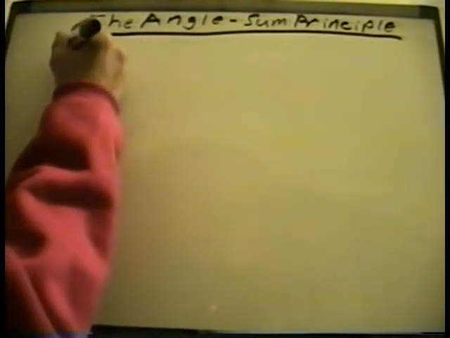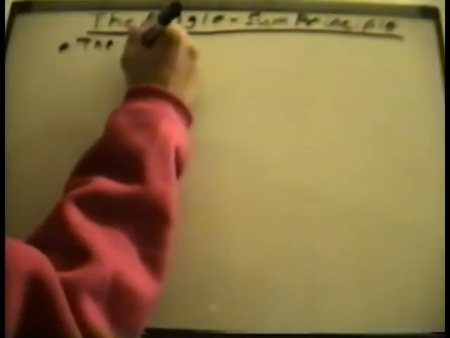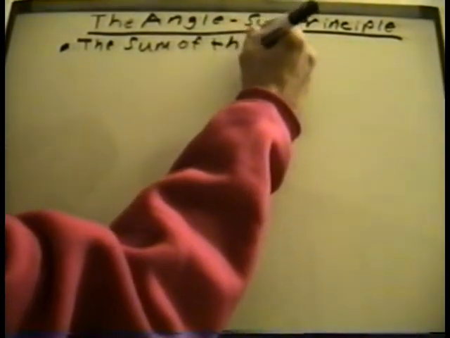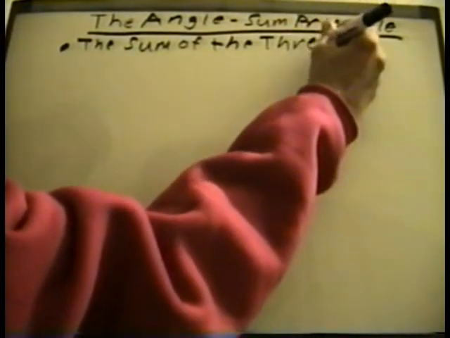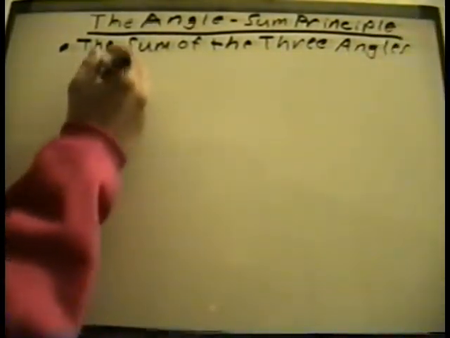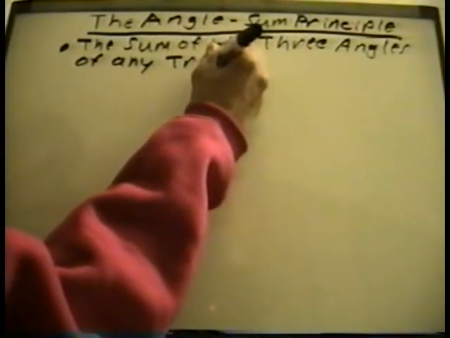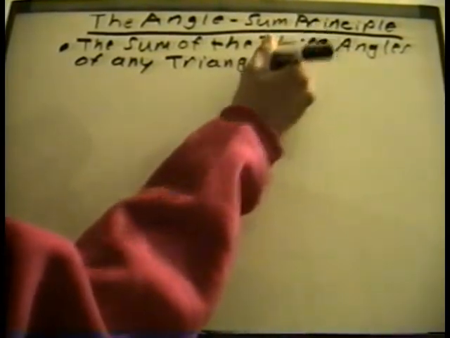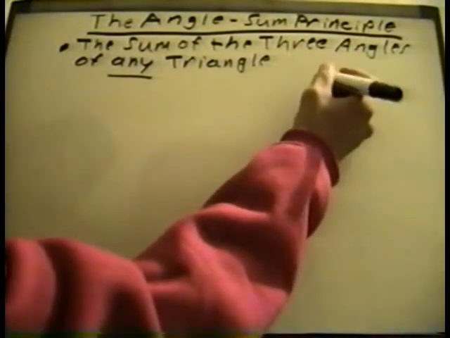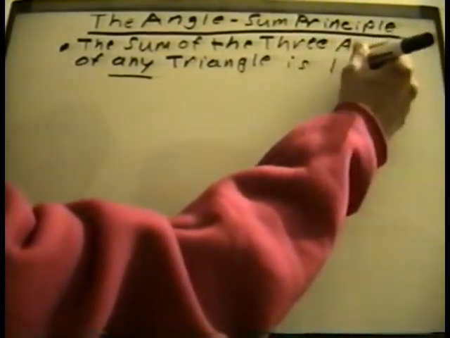Alright, so the angle sum principle states, first, that the sum of the angles, the sum of the three angles of any triangle, that's any triangle, is 180 degrees.